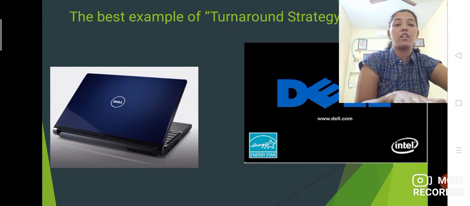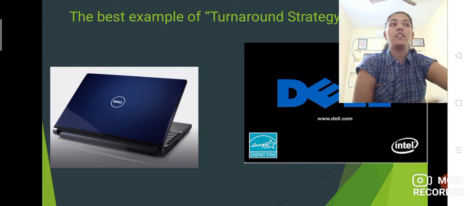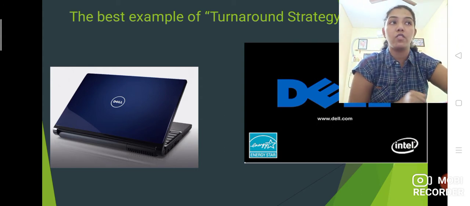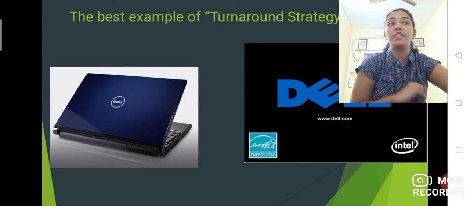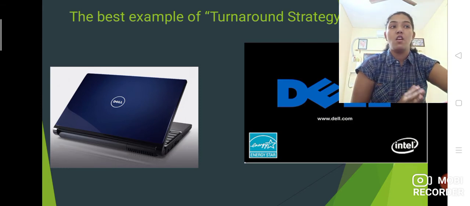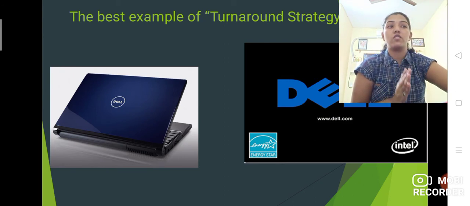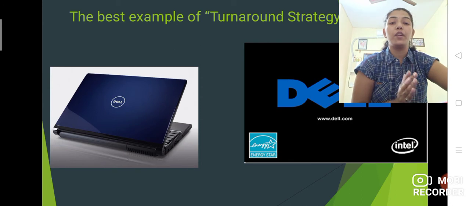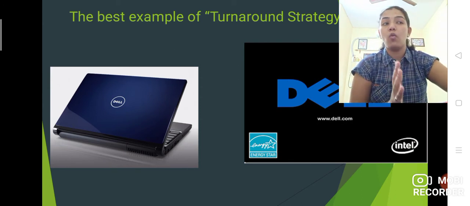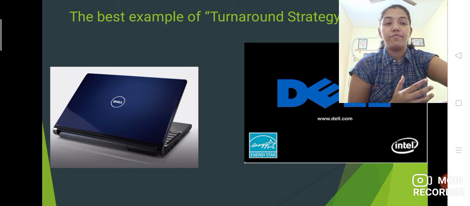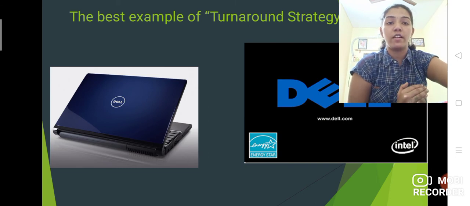The best example of turnaround strategy is Dell. Dell is the best example of turnaround strategy. In 2006, Dell announced cost cutting measures, and to do so it started selling its products directly, but unfortunately it suffered huge losses. Then in 2007, Dell withdrew its direct selling strategy and started selling its computers through retail outlets, and today it is the second largest computer retailer in the world. So it is the best example of turnaround strategy.